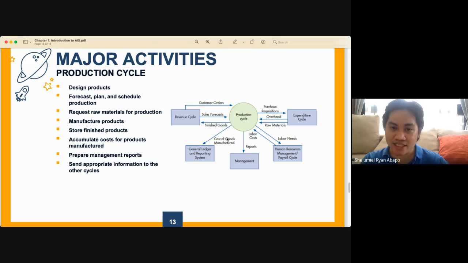And then once na-deliver na yung raw materials, you start the manufacture of products. And then once finished, you'll have to forward it to storage, usually the warehousing. And of course, the production cycle will definitely dwell on your costing of the items to be produced. And I think you are taking already cost accounting this semester. So that will be helpful as well to picture out now the production cycle, especially on the costing of your direct materials, direct labor, and then the overhead. And then, of course, preparation of management reports and sending appropriate information to other transaction cycles.